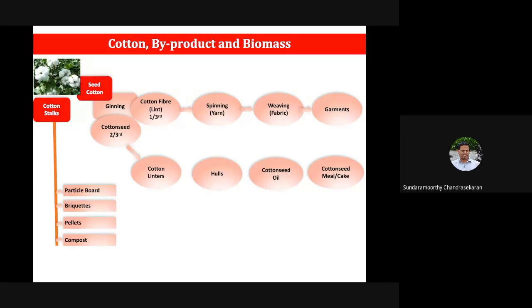So if you take cotton stalks, they can also be put into various uses like particle board, briquettes, pellets, and compost. But the present state of how these cotton stalks are utilized is that they are simply burnt in the field or plowed into the soil.